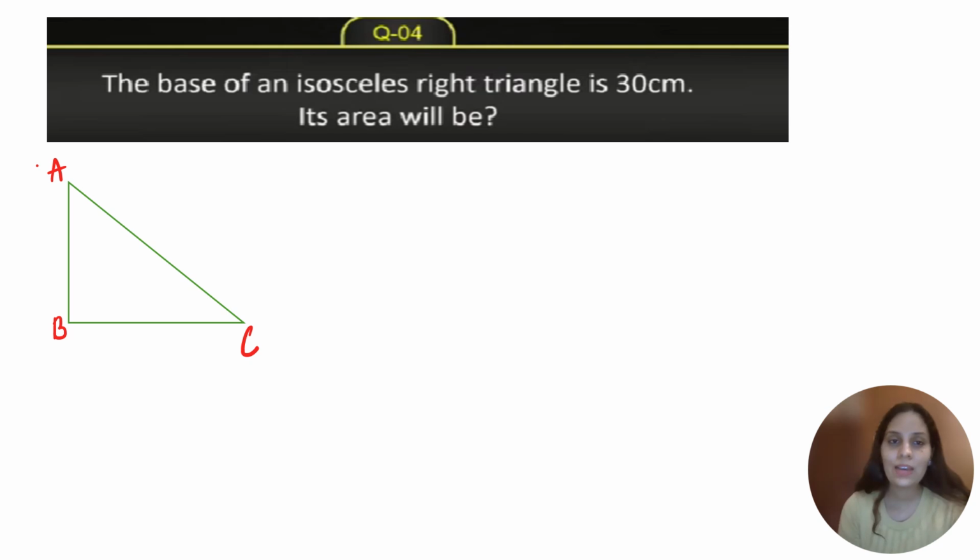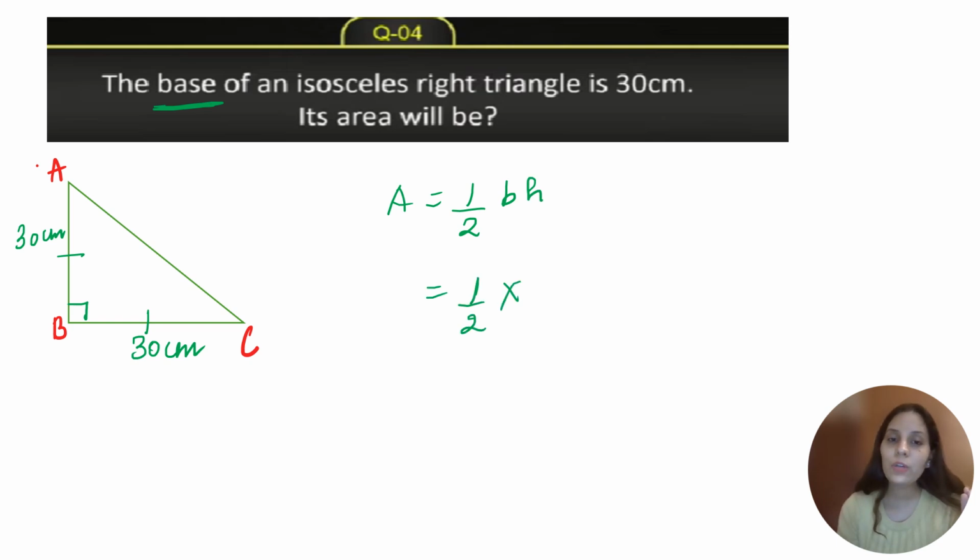Next one. The base of an isosceles right triangle is 30 centimeter. Now here the base is given as 30 centimeter and it's an isosceles right triangle. Isosceles means these two sides are equal, because you know that in a right triangle hypotenuse is the longest side. So these two are going to be 30 centimeter and you need to find the area. Very easy. Since I'm given the height, I'm directly going to use half base into height. So half into base is also 30, height is also 30.